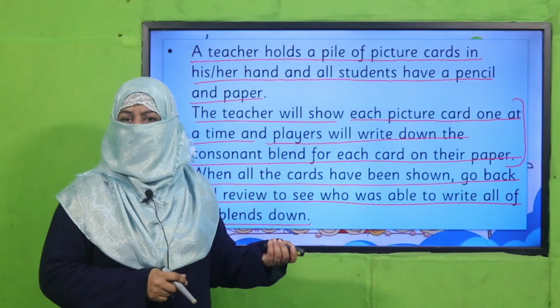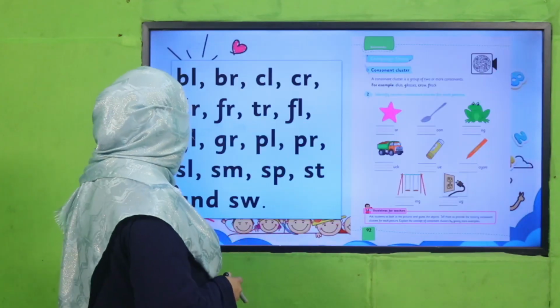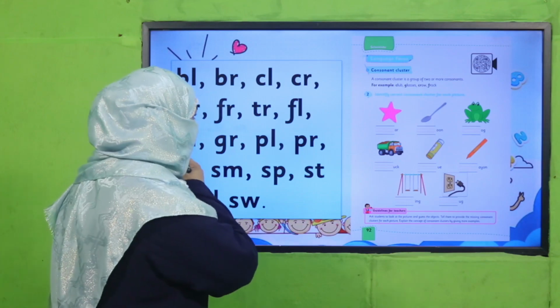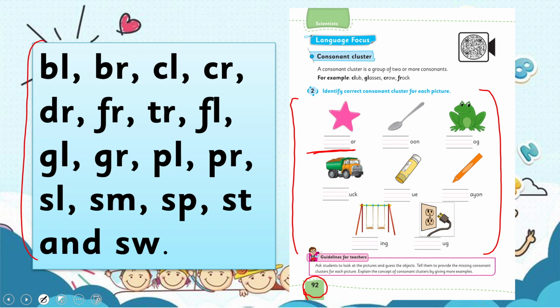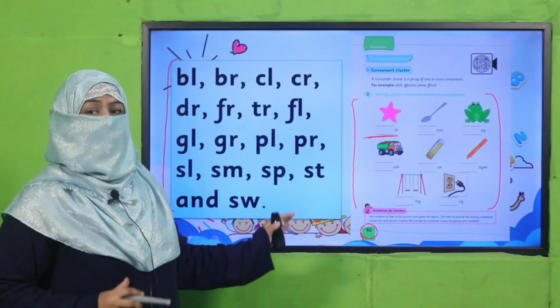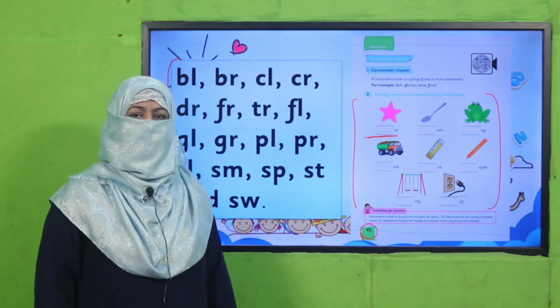Yes, my dear students, are you done with it? Good job. So it's time to practice from your book. All of you, open your book on page number 92. Look at the pictures and complete the words by using a consonant cluster. And for your help, I brought the list of consonant clusters. Any can fit to complete the word. So pause the video, complete this task in your book, and then come back.